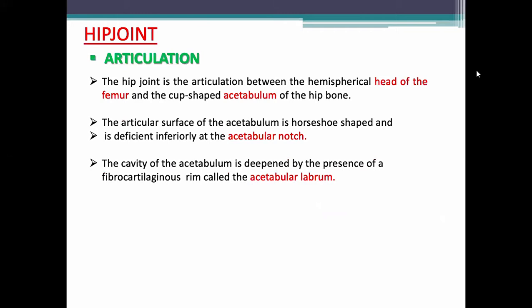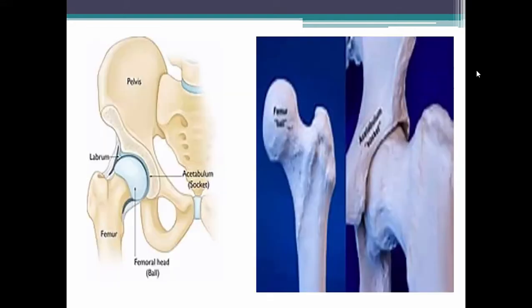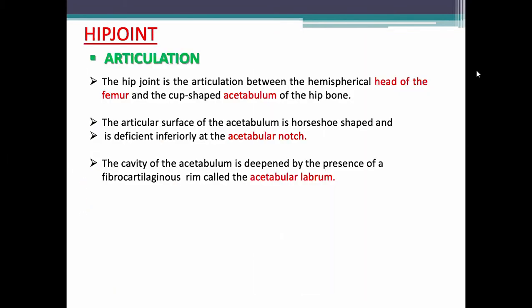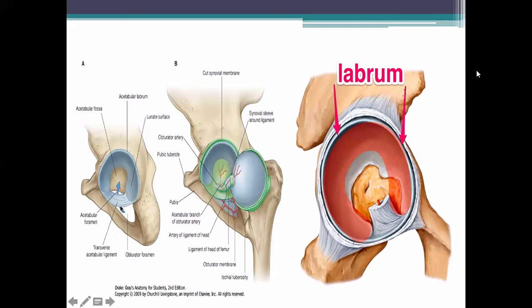Another topic is the hip joint. The hip joint is the articulation between the hemispherical head of the femur and the cup-shaped acetabulum of the hip bone. This is the acetabulum and the head of the femur. The articular surface of the acetabulum is horseshoe-shaped and is deficient inferiorly at the acetabular notch. This is the acetabular notch.